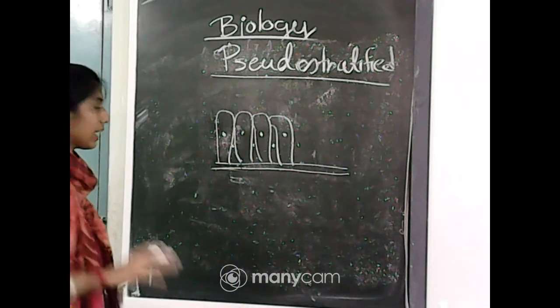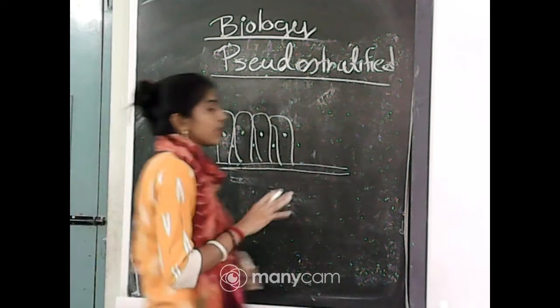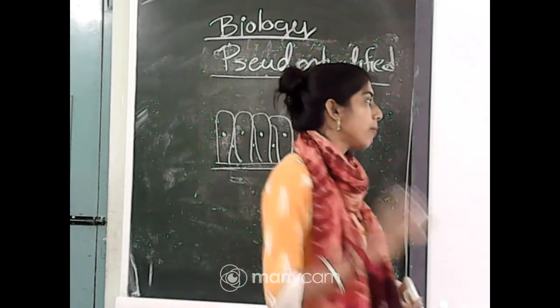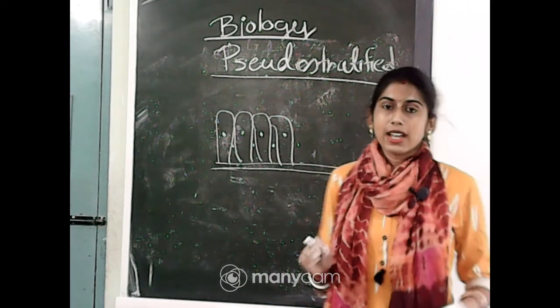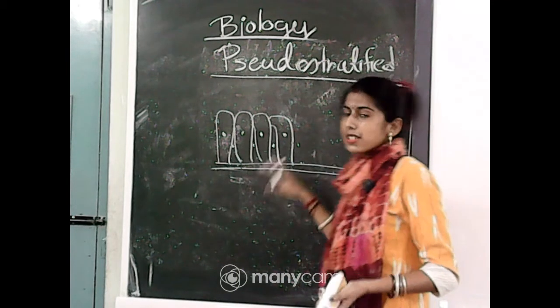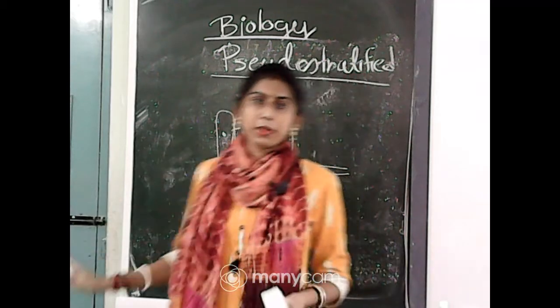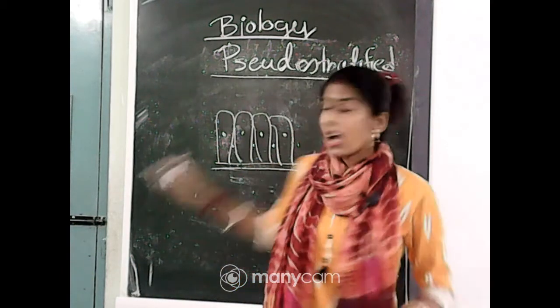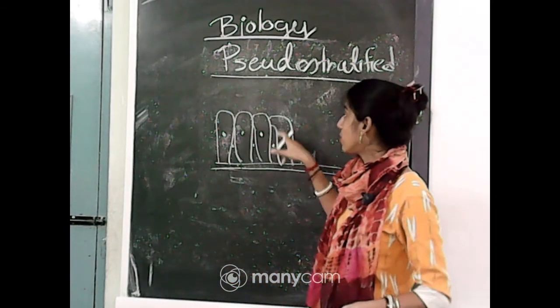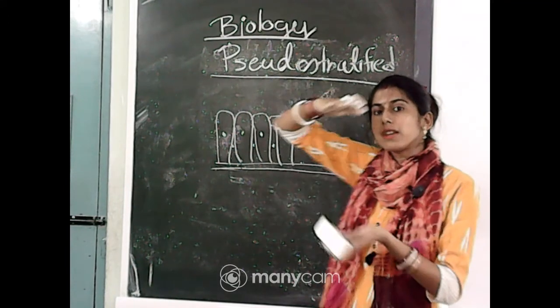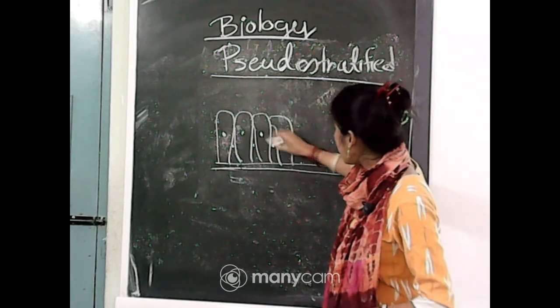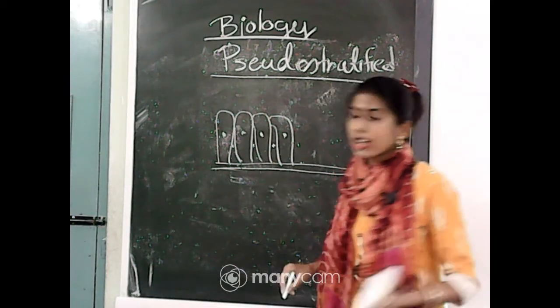I am repeating that part: in pseudostratified epithelial tissue, some of the cells are larger in size and some of the cells are smaller in size. All are attached to the basal lamina, part of the basement membrane, but the small cells are not able to reach the free surface. Look at their nuclei, which are situated at different positions.